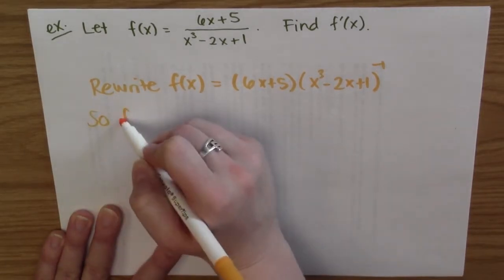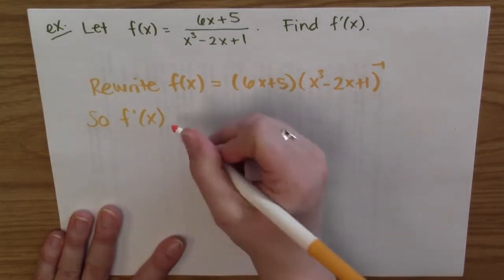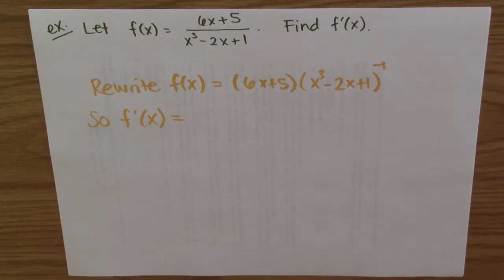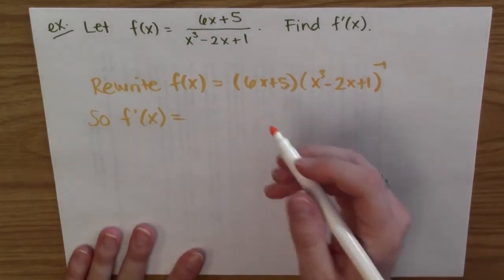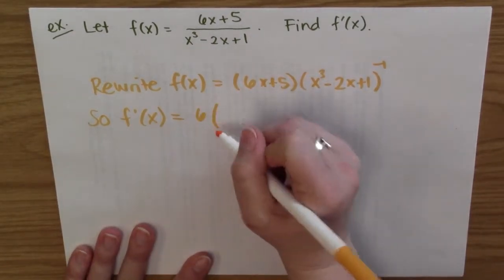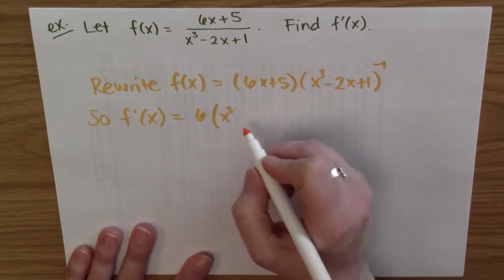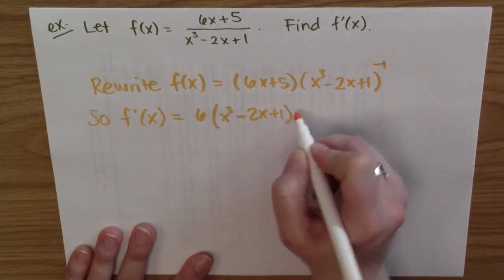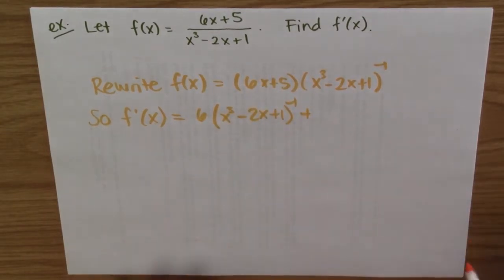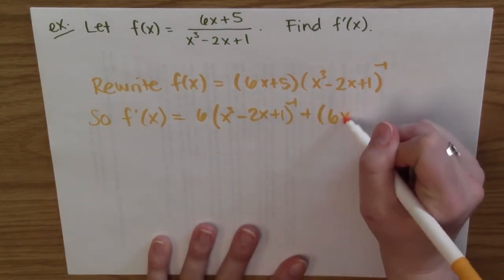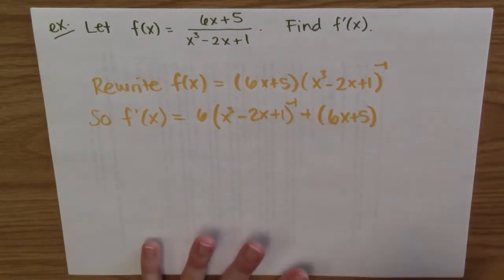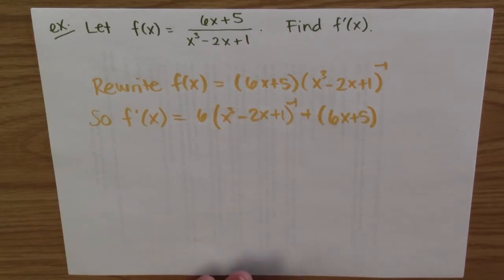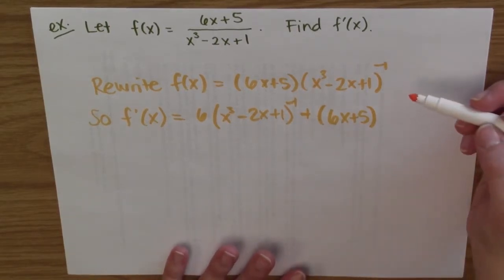So, f prime of x, in this case, well, let's start with taking the derivative of the first function. That's 6 times the second function, x cubed minus 2x plus 1 to the -1. Plus, okay, and then I have the first function, 6x plus 5, times, well, the derivative of the second function now is a little bit complicated because I have to use the chain rule.